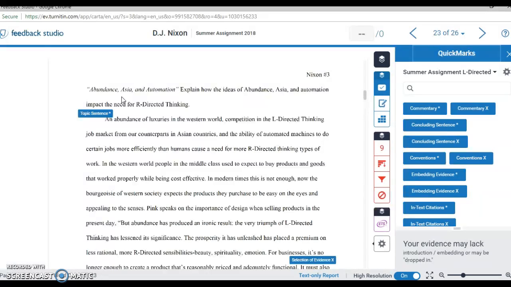Alright, so to start off, the first thing that I look for in a body paragraph is a topic sentence, and ideally we want that to answer the question that was provided and preview what's going to come in the paragraph. So I think you are doing an awesome job with your topic sentences, DJ. I like especially how in this one you preview what luxuries and abundance do, the factors that Asian countries are having, and then what automated machines are doing to cause more R-directed thinking. I think that you said that in a great and also concise way. So really good job.